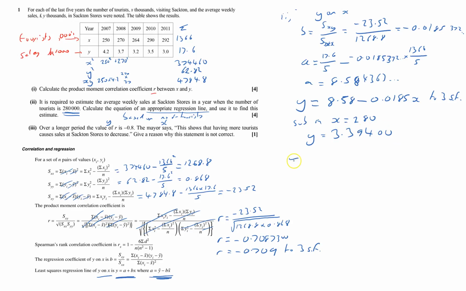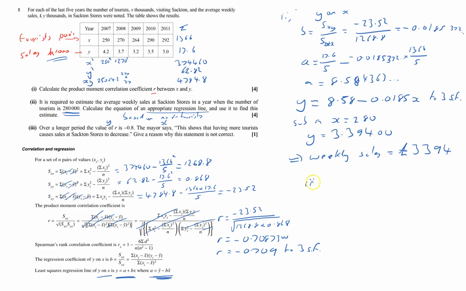And I will get y equals 3.39400, but that is in £1,000, so therefore weekly sales equals £3,394, because it's 3.394 times the 1,000.